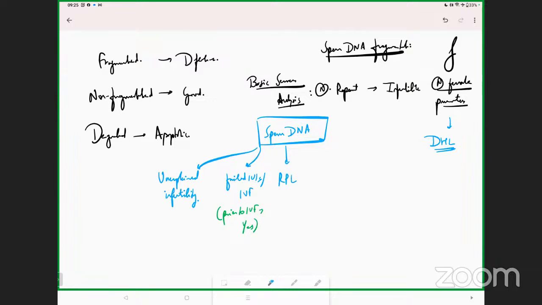RPL, recurrent pregnancy loss. One of the things could be abnormal DNA, especially these double strand defects. But can you identify a double strand defect? The answer is no. But remember, in recurrent pregnancy loss, sperm DNA fragmentation has to be tested.